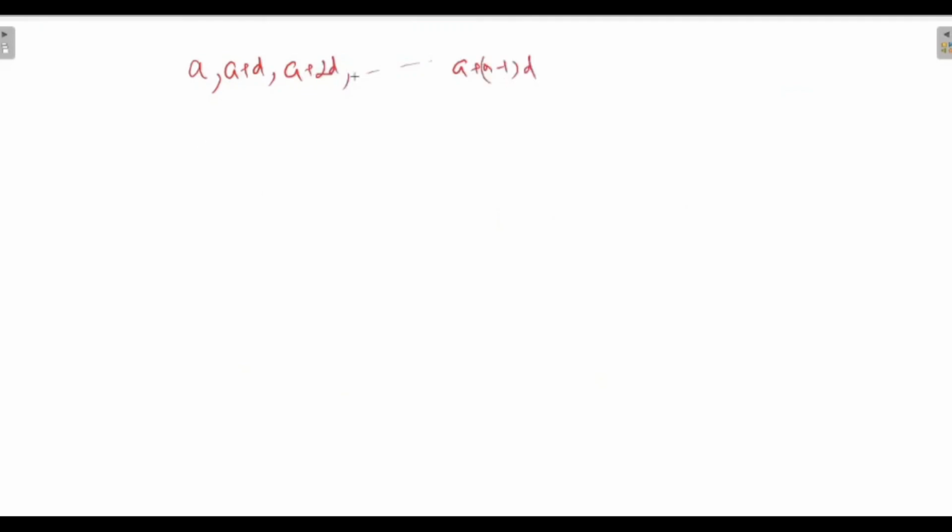So now say this is your AP. My S1, as I said, is nothing but the sum up to first term, which will be A. Now if I have to do S2, S2 is nothing but A plus A plus D, which is going to be equal to 2A plus D. We will try to put it in some format, which we'll see later.